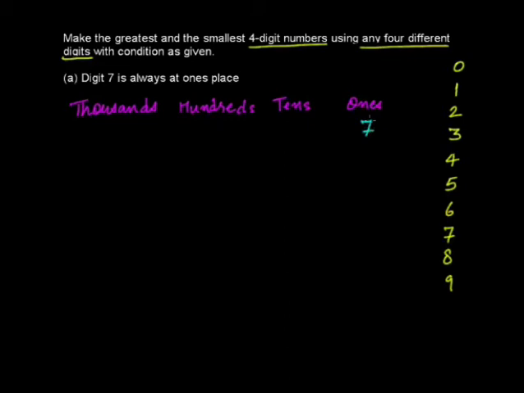In any such question where you have to make the smallest or the greatest number, and one particular digit is fixed for a given place, then just simply forget that position and forget that digit given here. You have to proceed in the same normal way as we have done earlier. So first see for the greatest number. You'll understand right now. Greatest.